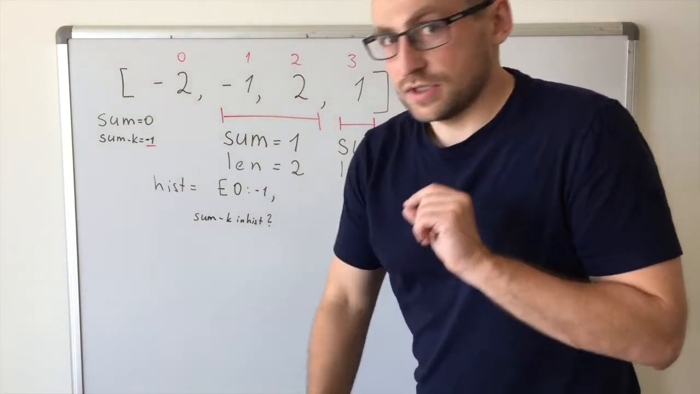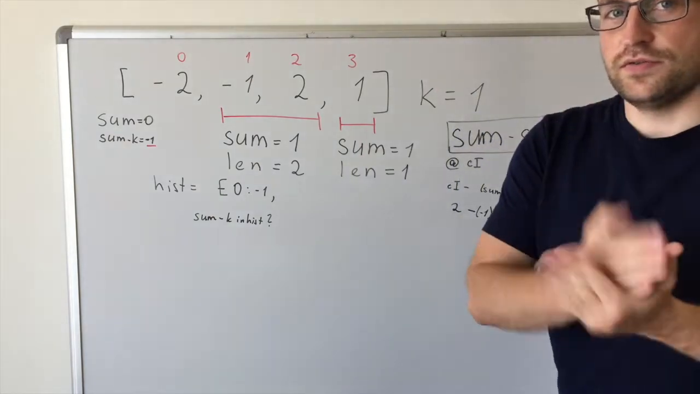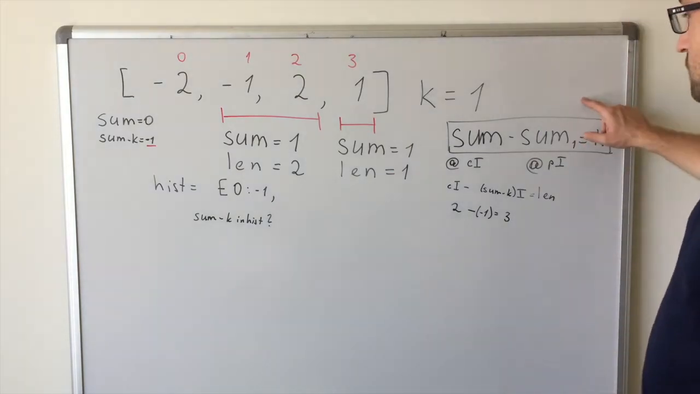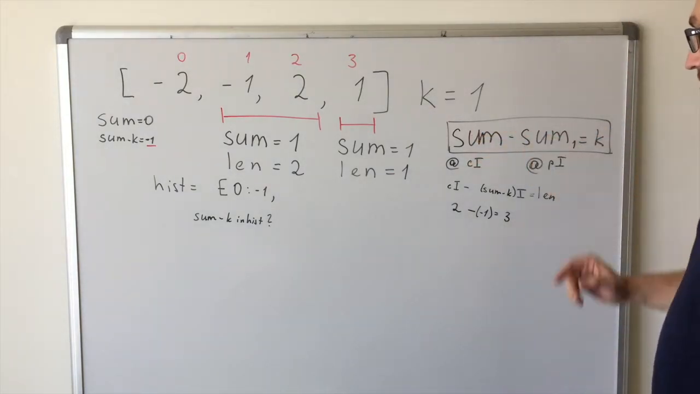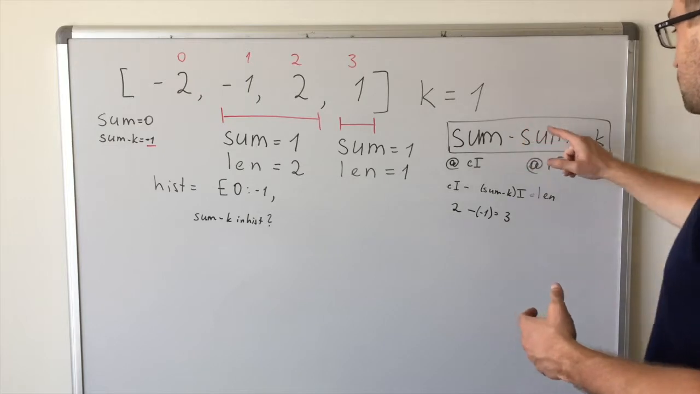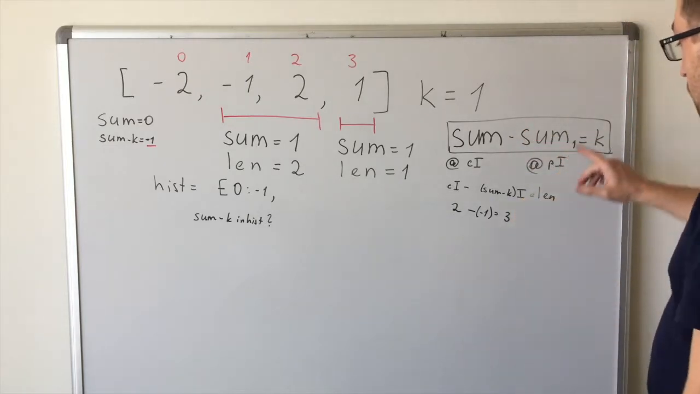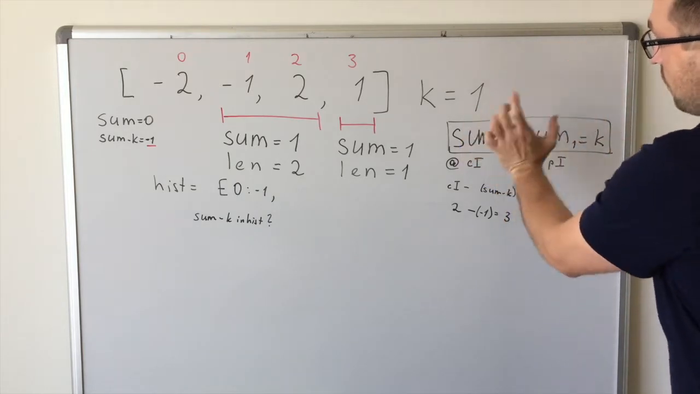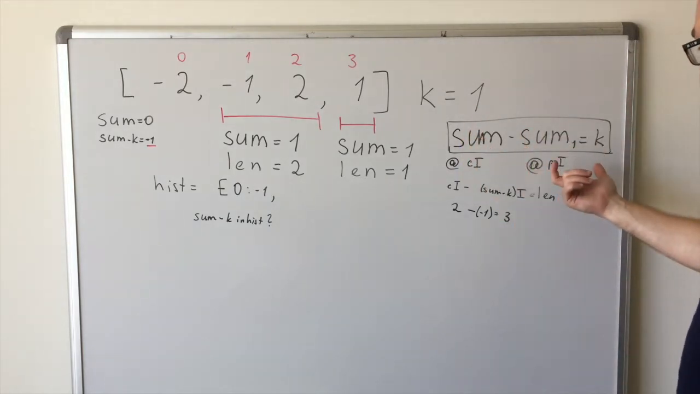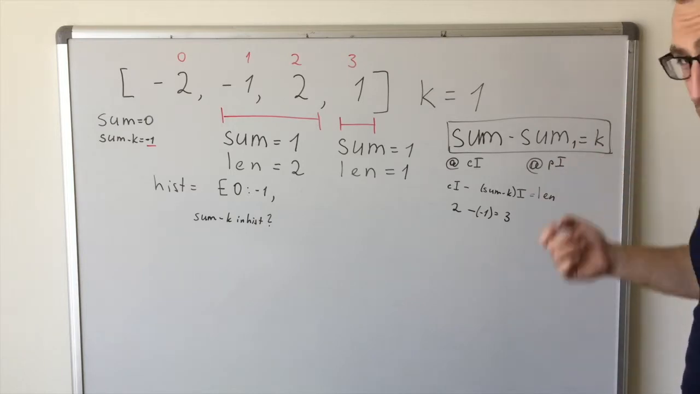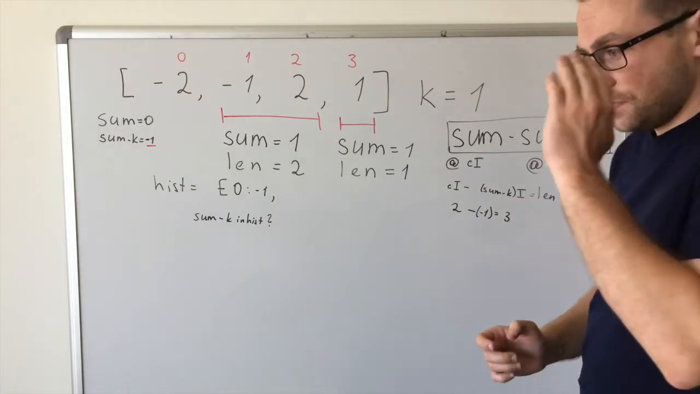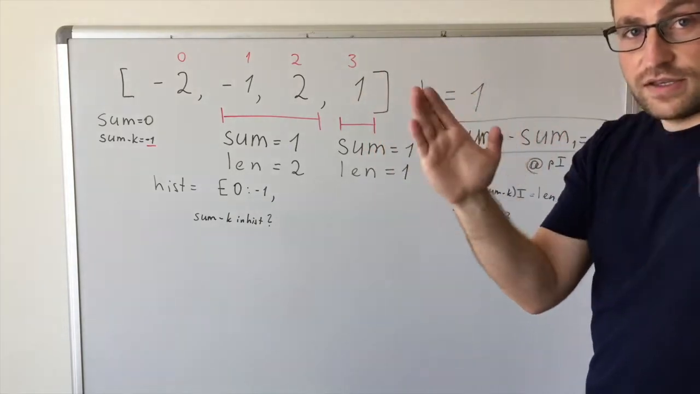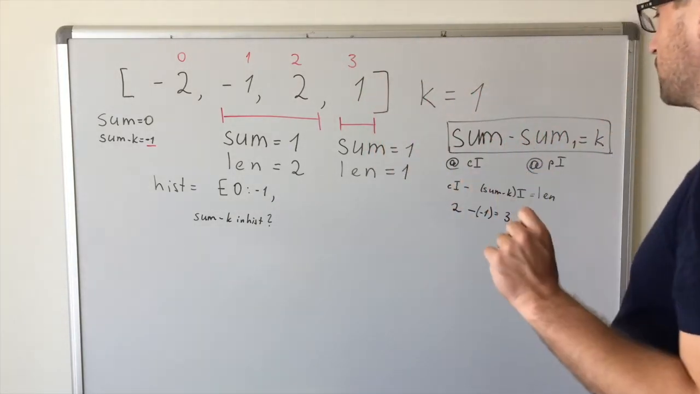But there's a better solution. The better solution, you can actually do it in O of n time. How, you might ask? By making an observation: the sum at current index I less the sum at some previous index I, if that's equal to k, then we can say that all the elements between the current index I and that previous index I must sum to k, and then we can just subtract the previous I from the current I to get the length. So how do we actually do this?